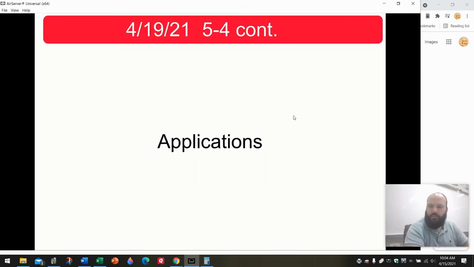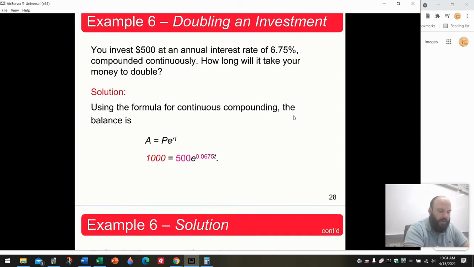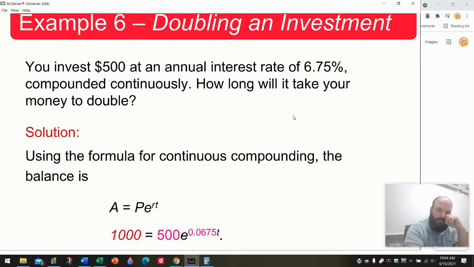Okay, hello everybody. So today we're going to continue our discussion in Chapter 5, Section 4, and I'm going to show you some application problems of using logarithms to solve the problems. So let's get started.